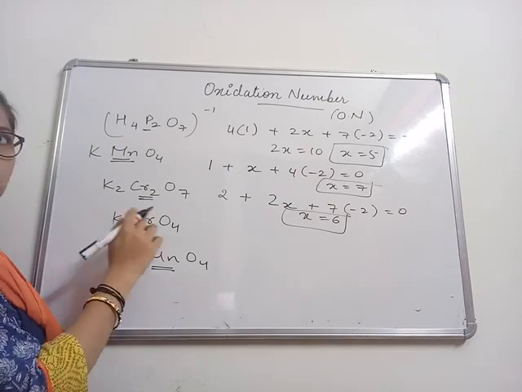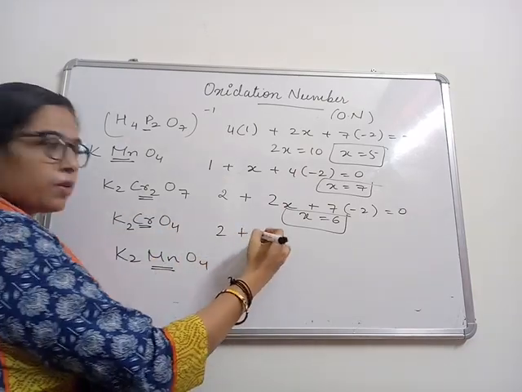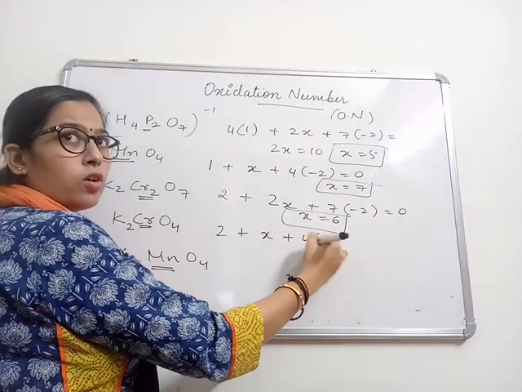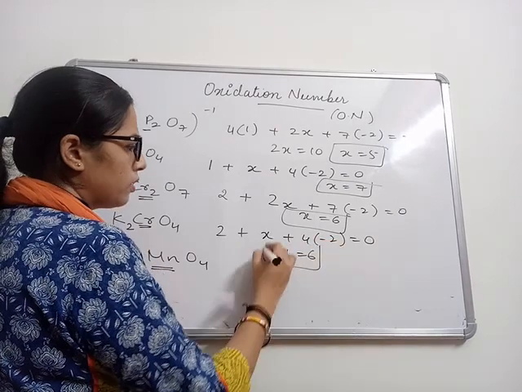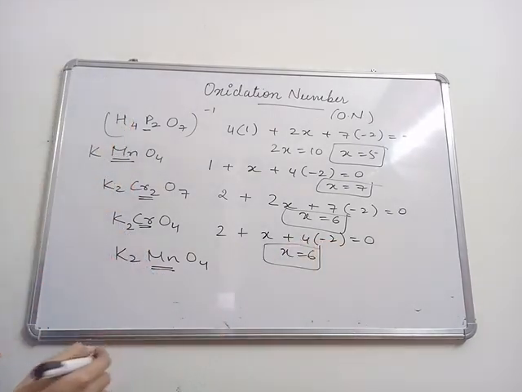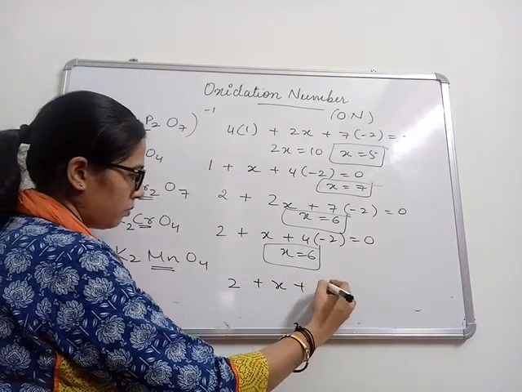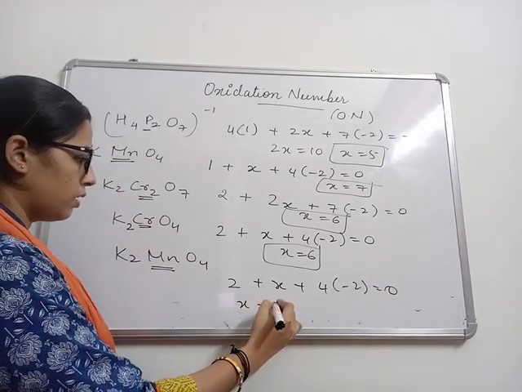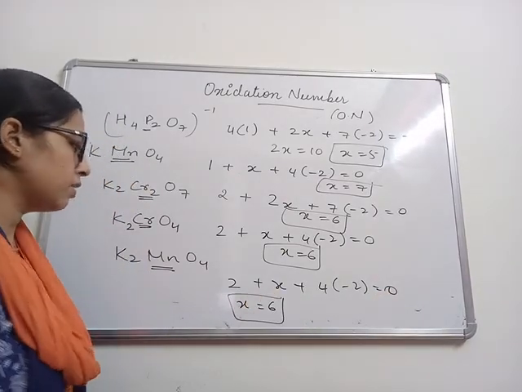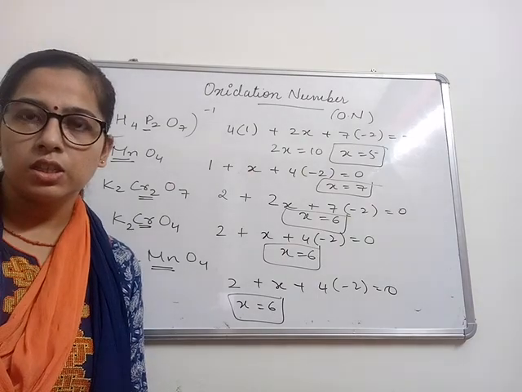Next is K2CrO4, that is 2 potassium, chromium we don't know, x, and 4 oxygen with -2 state. So x is equal to plus of 6. Next is K2MnO4, that is potassium manganate. So 2 plus x plus 4 of -2, that is equal to 0. So x is equal to 6. So again it is in +6 oxidation state. So this is how we find the oxidation number.